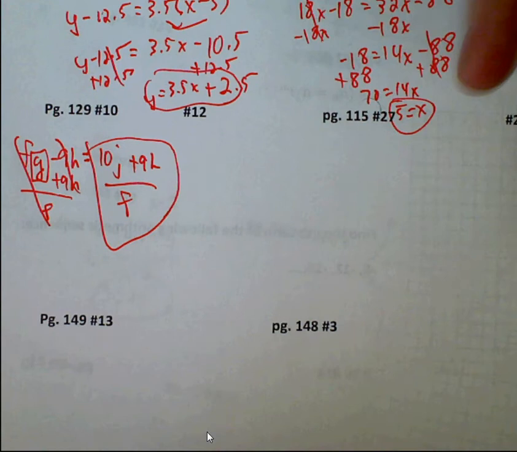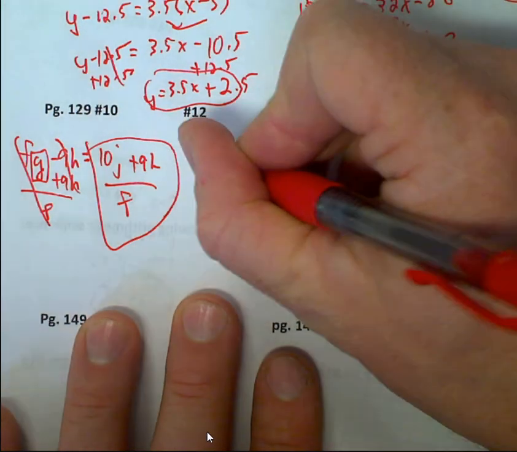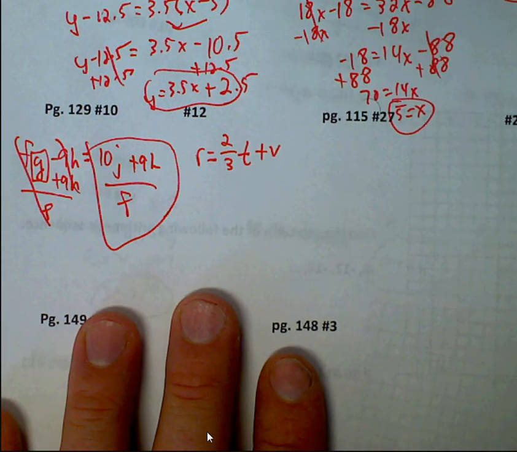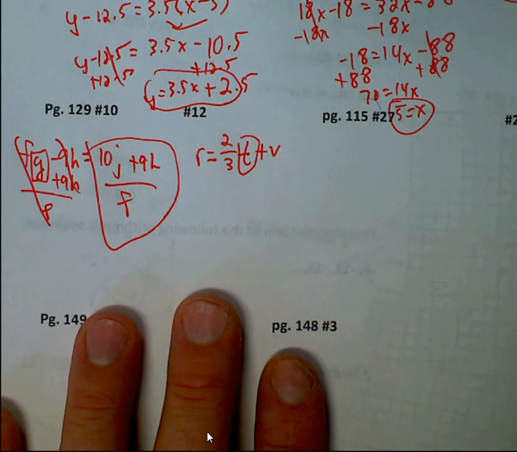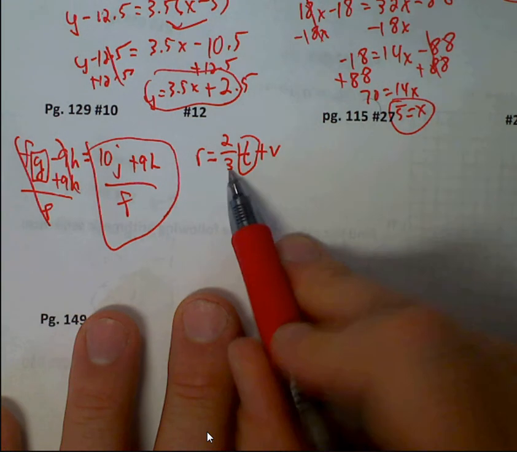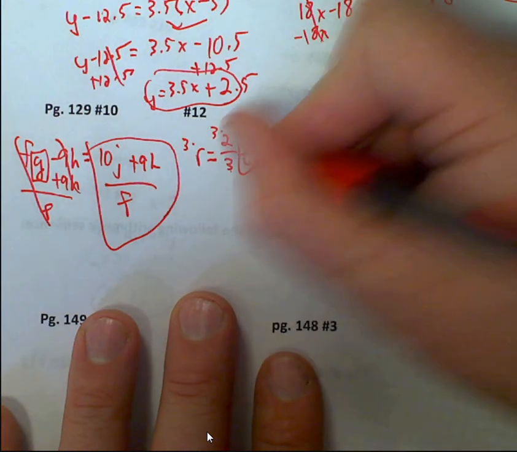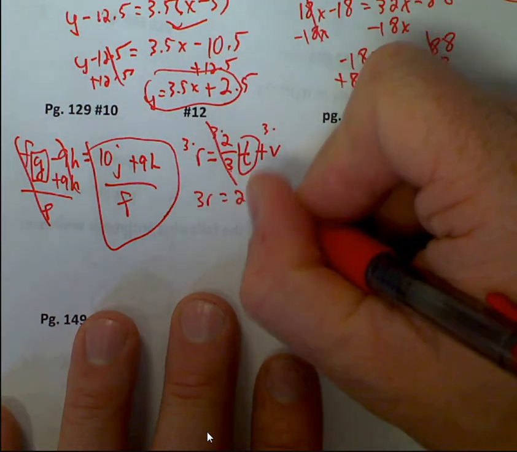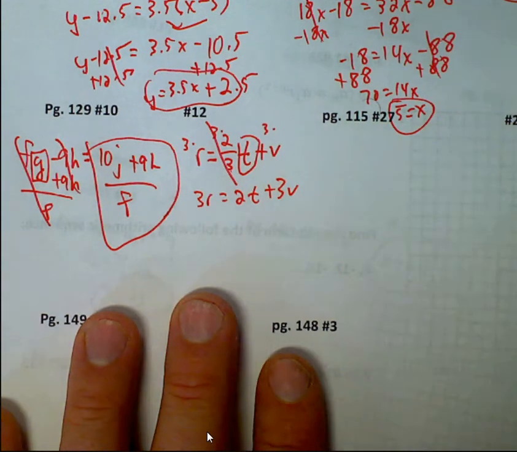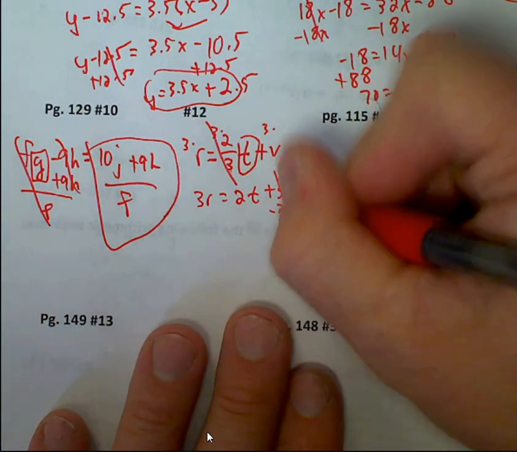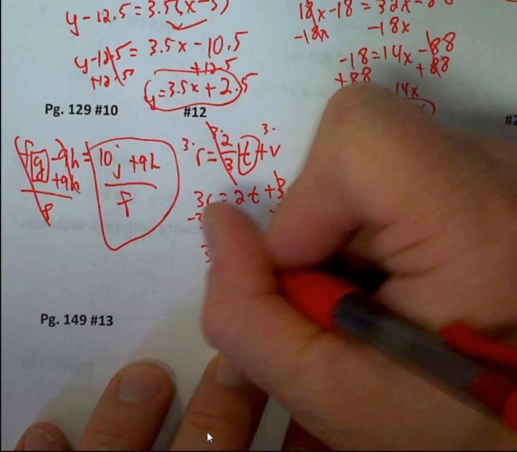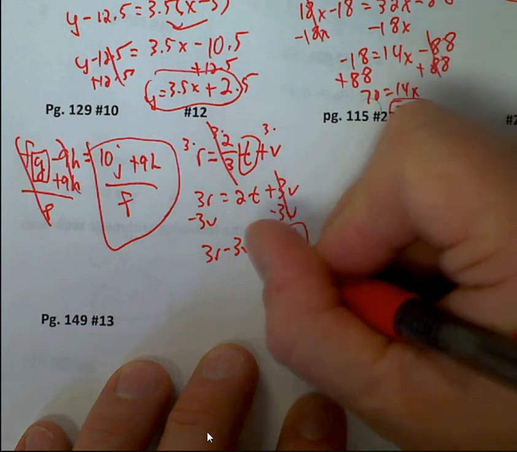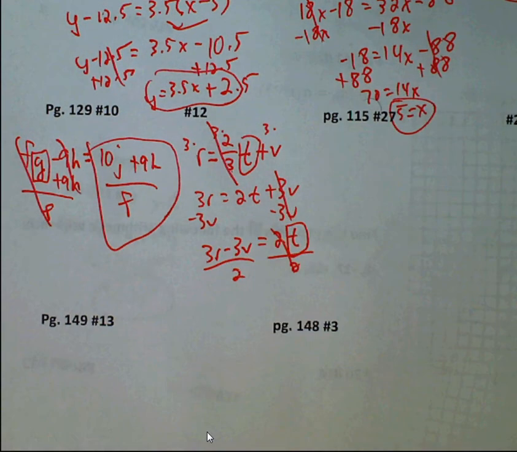Number 12. R equals 2/3 T plus V. I need to get T by itself. I have a fraction, which means I'm going to multiply everything by my denominator. So 3R equals, the 3's go away, 2T plus 3V. Get rid of my 3V. So that's 3R minus 3V equals 2T. If I need T by itself, I divide by 2, and I am done.